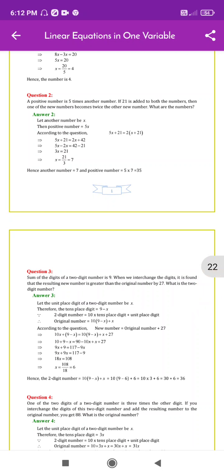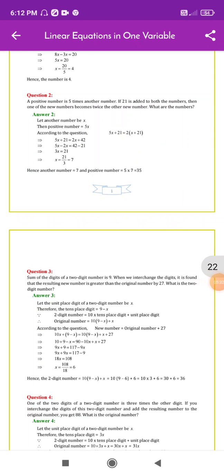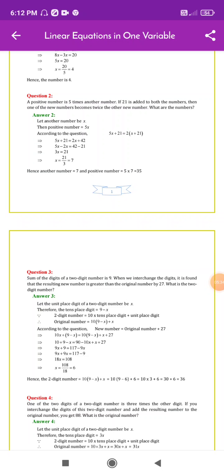Yes, first you should know how to make the equations. So here we had made the equations. Now what you have to do, you have to just multiply this 2 inside. Okay, this 2x, that is 5x plus 21 remains same, yes or no? Then 2 into x is 2x, here it is given 2x, then 2 into 21 is 42 and plus sign will be there.